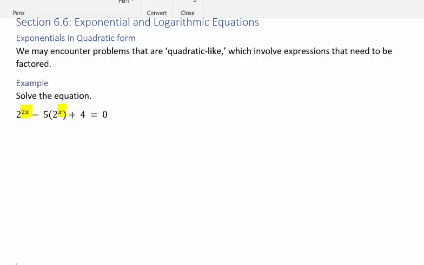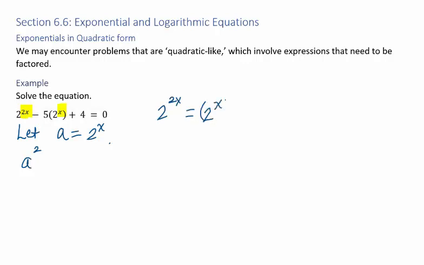If that happens, we're going to do a substitution method. We're going to say let a equal whatever the smaller of the two powers is. In this case, it's 2 to the x. Then we replace 2 to the x in the equation with a. So 2 to the 2x, we could write as 2 to the x to the second, and then substitute a for 2 to the x, giving a squared.